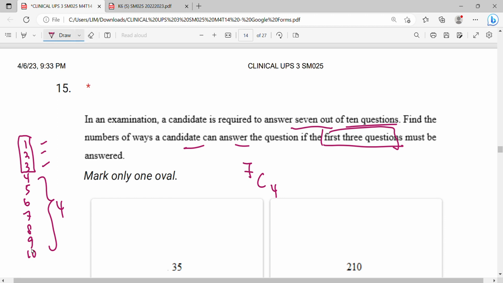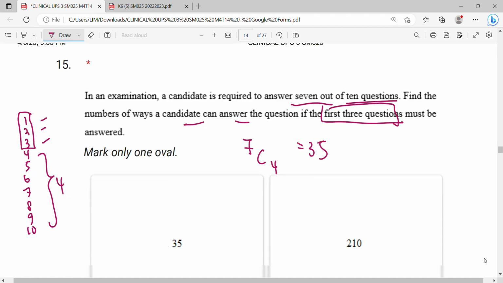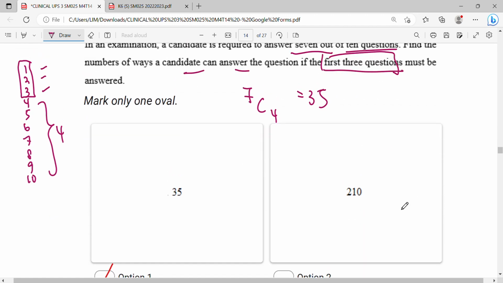When you have arrangements means urutan itu will be a concern. Now we're not going to concern about you punya urutan, betul? You jawab 4, 5, 6, 7 sama juga jawab 5, 4, 6, 7. So dia tak payah disusun di sini. So pilih saja 7. Choose only. So 7C4 is 35. Okay? Dah.